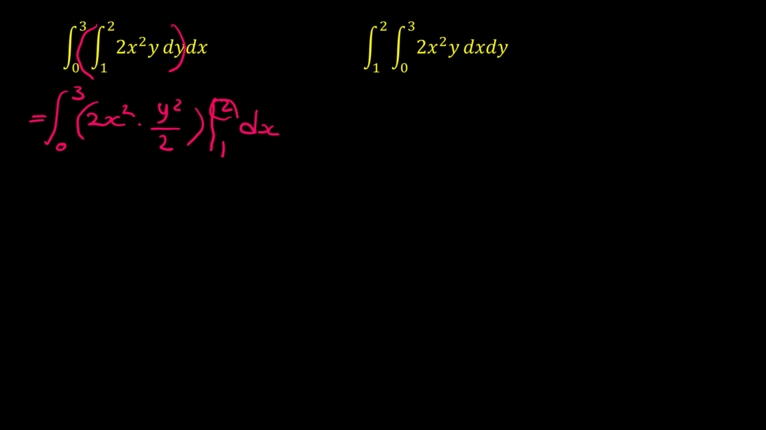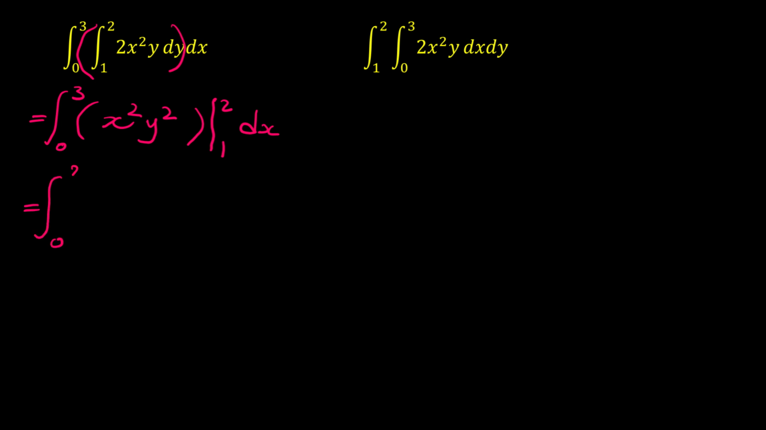Before I substitute 2 and 1 for y, let's simplify this expression inside the bracket. 2x to the 2 times y to the 2 over 2. The 2 from the numerator with the 2 from the denominator cancels, so we can simply write x to the 2, y to the 2. Now, in this expression in the bracket, we have to plug in 2 for y and 1 for y, and we have to subtract these two from each other.